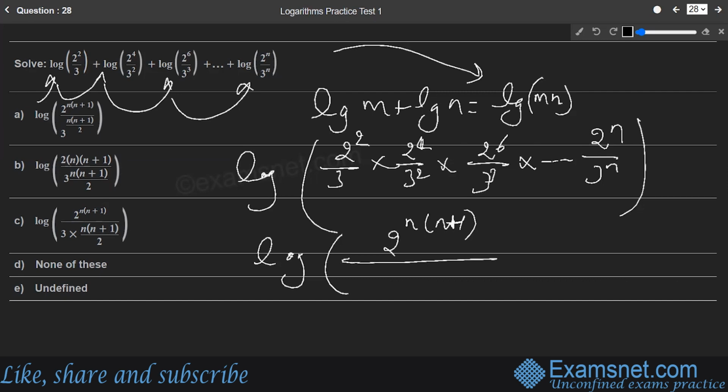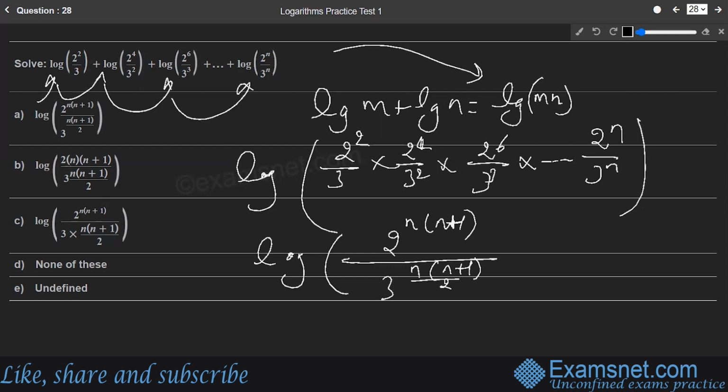In the denominator, we have 3 into 3 square into 3 cube, and so on. This is nothing but a GP itself, so we can simply write the product of the GP as n into n plus 1 by 2. We can also understand this as the sum of n natural numbers, because whenever multiple things are in product form, the powers get added up, and you get the series.